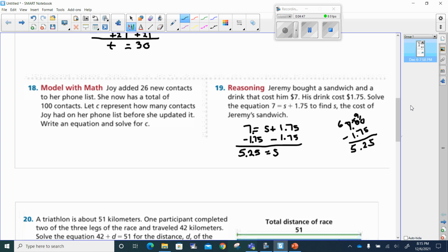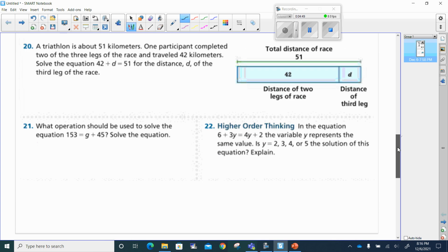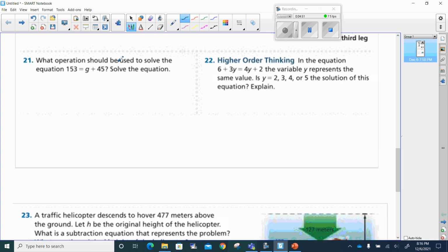All right, I'm going on to number 21. And what 21 says, what operations should be used to solve the equation 153 equals G plus 45. Well, I want to get G by itself. I need to get this positive 45 away from it. The only way to get rid of 45 is to take away 45. Whatever I subtract from one side of an equal sign, I must subtract from the other.